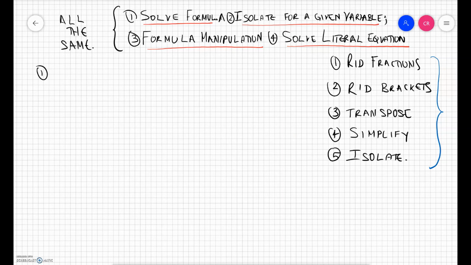Let's do the first problem here. Keeping in mind that you go through these 5 steps. You don't necessarily need to use all of them, but we sort of start from top to bottom. Here's the first one.